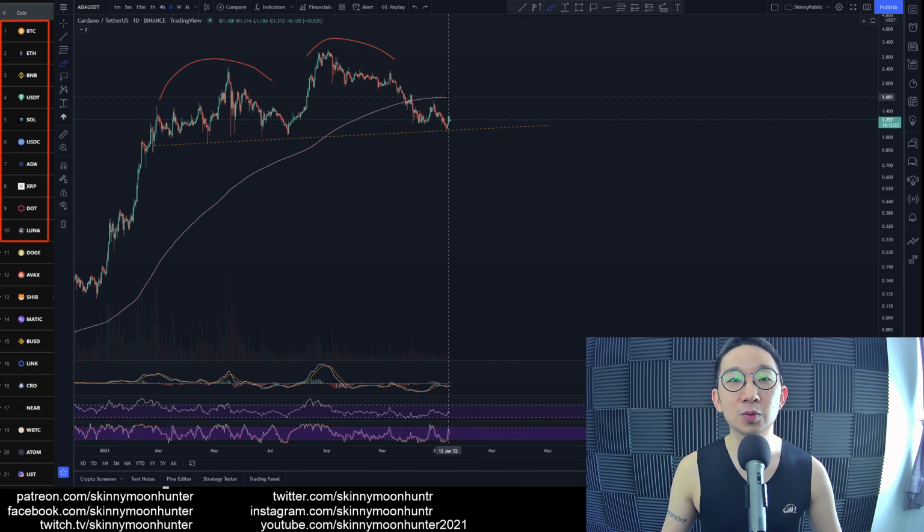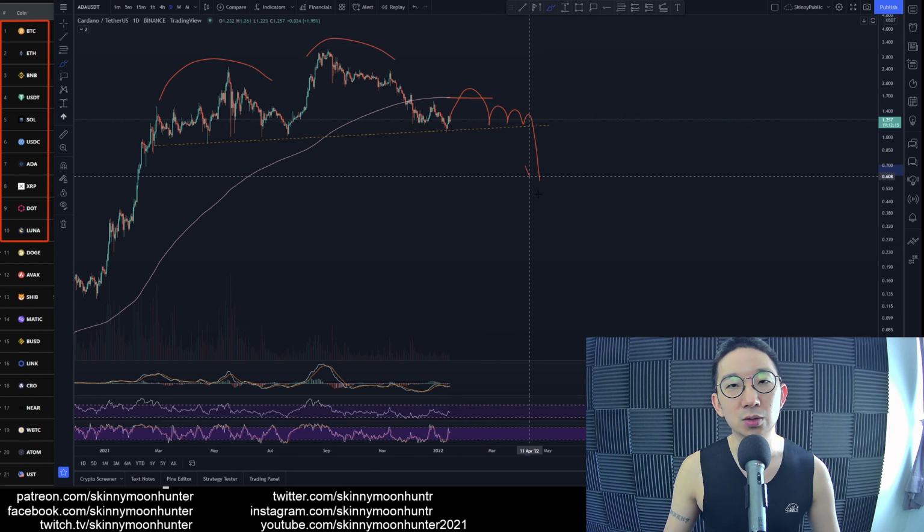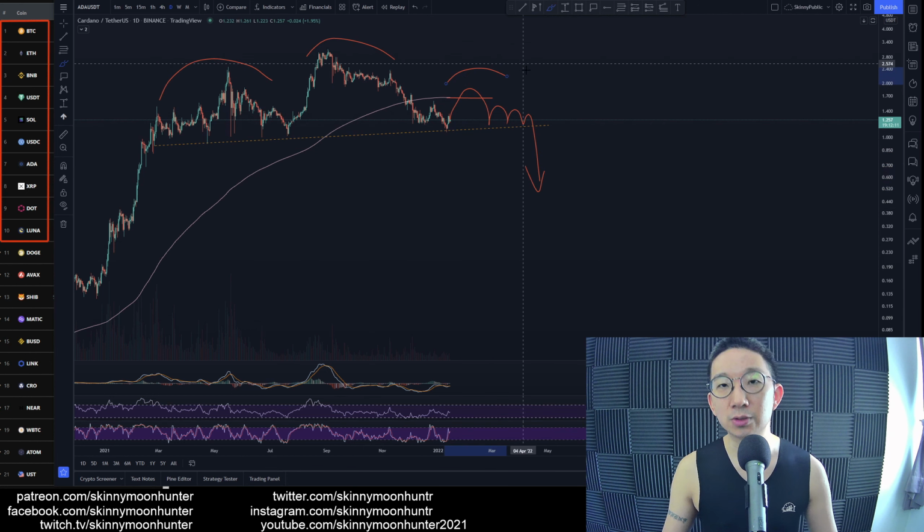My guess is we will hit the skinny pink line. We might even slice through it. But I feel like eventually we will complete a right shoulder over here. And we will hit lower for ADA against USDT, right? Left shoulder, head, right shoulder, head and shoulders. Possibility. We don't see this yet.